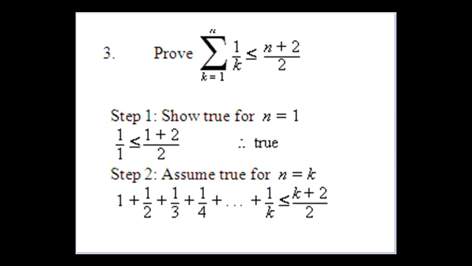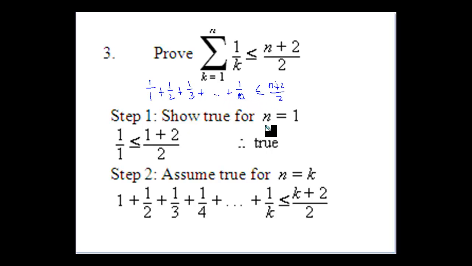Okay, in this problem, we've got to prove that the sum of 1 on k, where k goes from 1 to n, so we're looking at 1 on 1 plus 1 on 2 plus 1 on 3 and so on through to 1 on n, is less than or equal to n plus 2 over 2. So it's basically a sum of fractions where the denominator is just increasing through to n, and that's less than or equal to n plus 2 over 2.